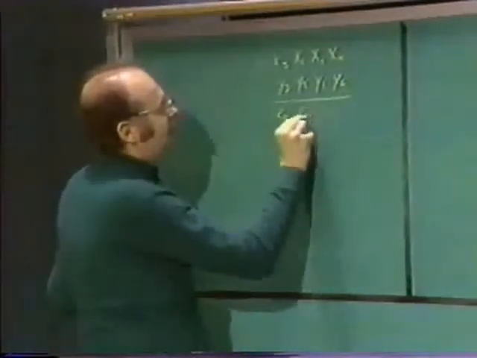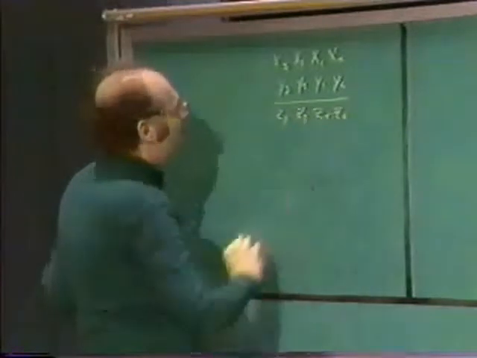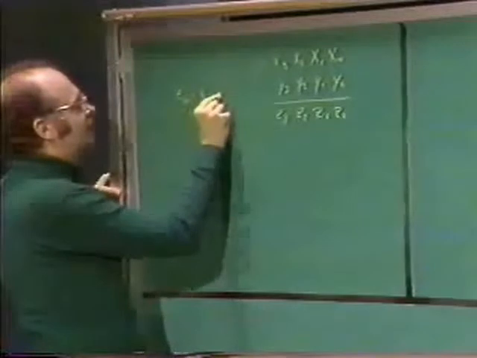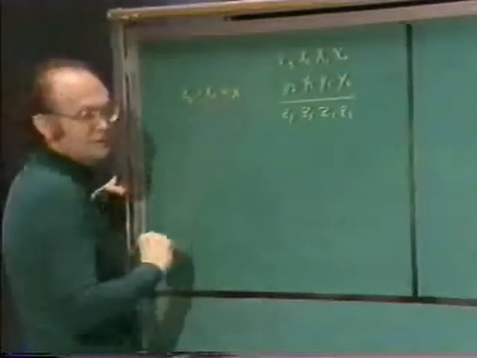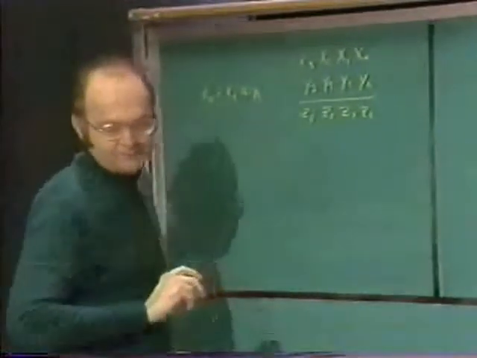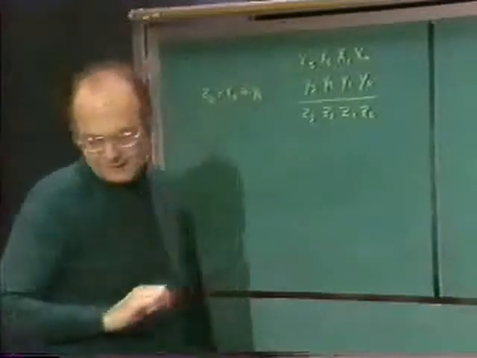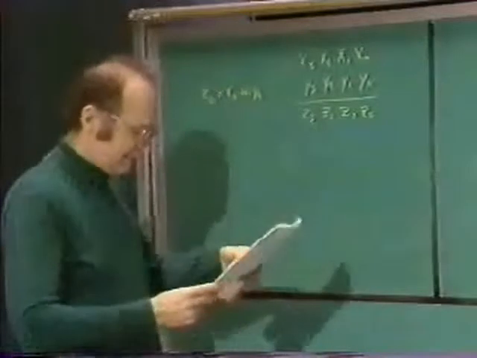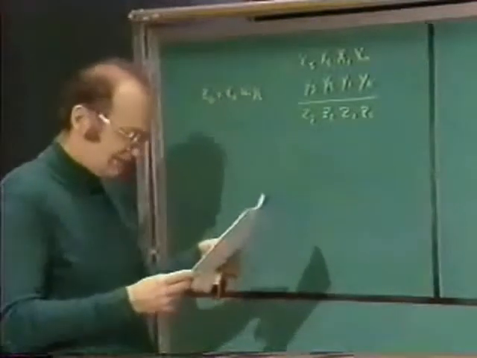Z3, Z2, Z1, Z0 was, I think, Z sub k was equal to xk plus yk, and then we had, let's do it the way it really looks on a 2-bit case.